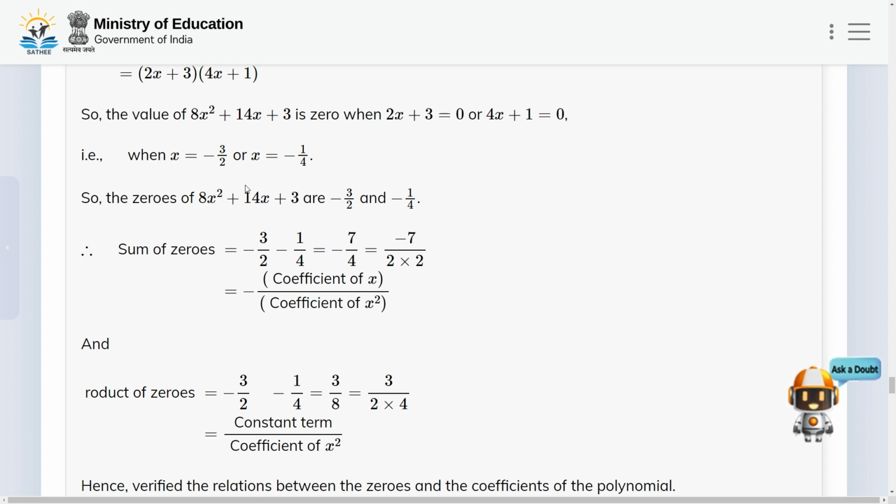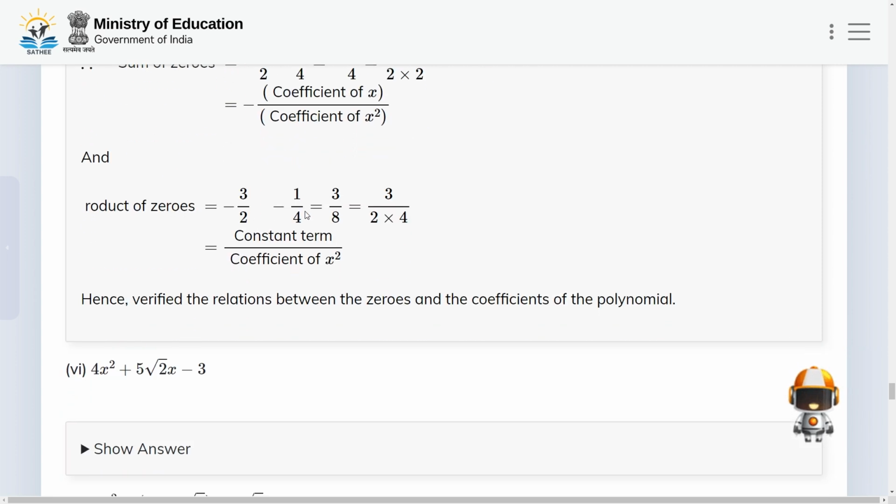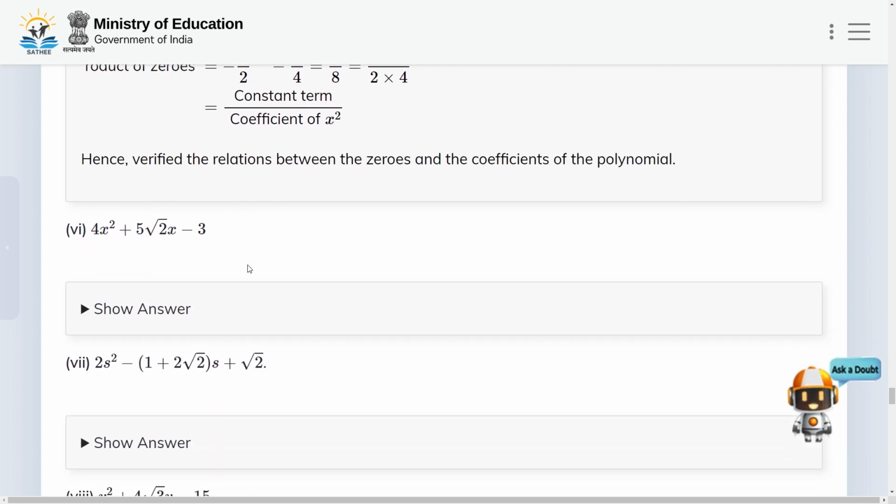Now the product of zeros is equal to -3/2 times -1/4, and this is equal to 3/8, and you can write 3/8 as 3/(2 times 4). That is equal to the constant term divided by the coefficient of x squared. Hence, we have verified the relation between the zeros and the coefficients of the polynomial. Now let us move to the sixth question.